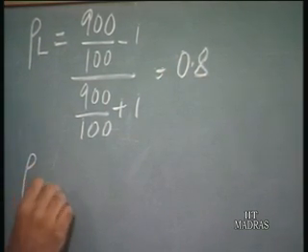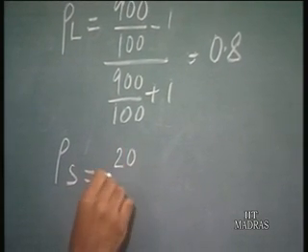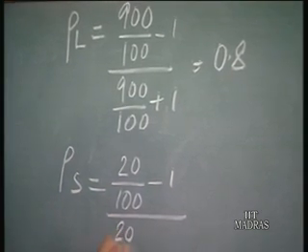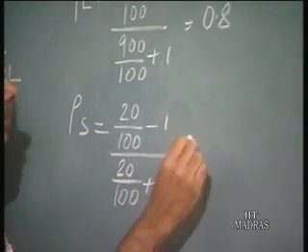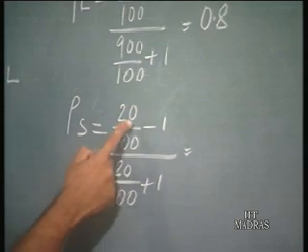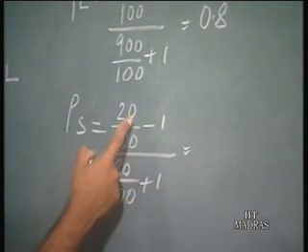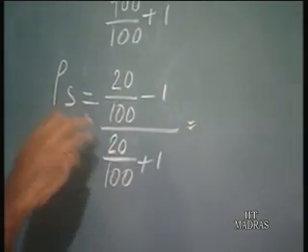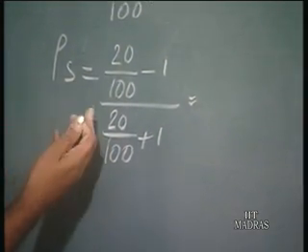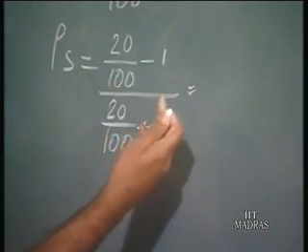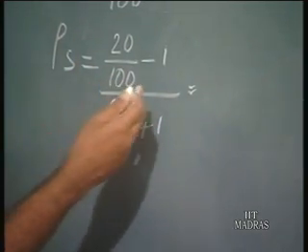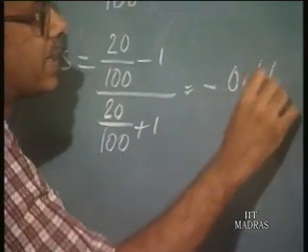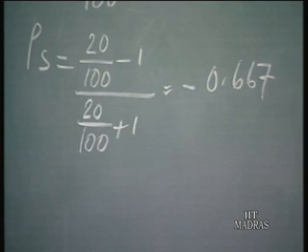Rho S, that is at the source end, will be (20 by 100 minus 1) divided by (20 by 100 plus 1). So this is in fact going to be negative. In fact, when the load resistance is less than the characteristic resistance, rho is always negative, and when the load resistance is greater than the characteristic resistance, rho is always positive. So this works out to minus 0.667.